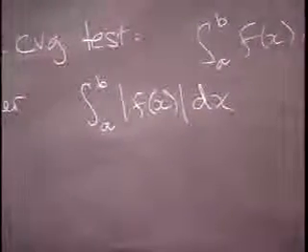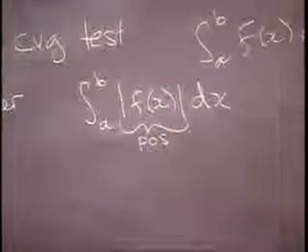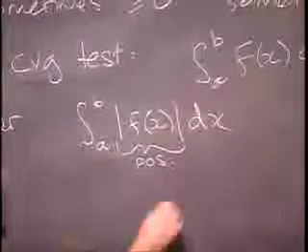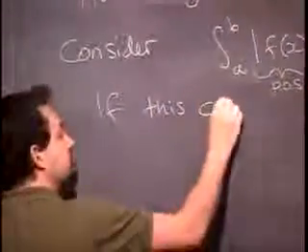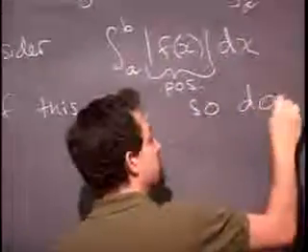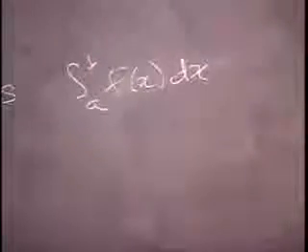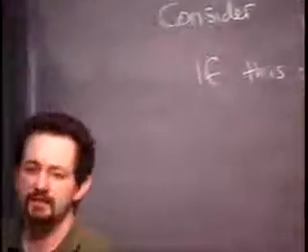Well, this is now positive. So you can use comparison, limit comparison. You've got all the tools available. So this is positive. If this converges, so does the original integral. That's what the test says. If the new integral converges, then so does the original one. However, if the new integral diverges, you don't know anything. It doesn't tell you anything.